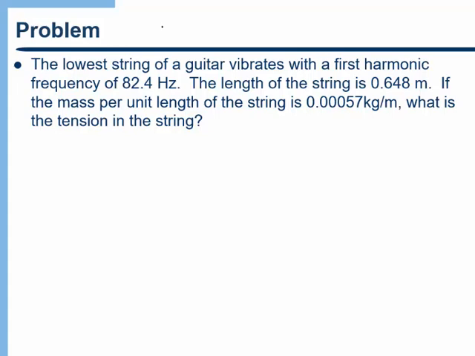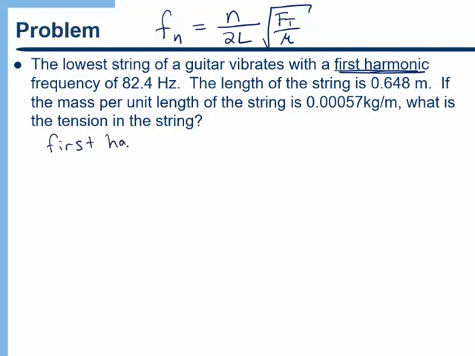So we've derived this formula that the frequencies that are present on a string with two fixed ends is n over 2L times the square root of the tension divided by the mass per unit length. Remember that n is the number of antinodes. So the first harmonic, remember first harmonic is n equals 1. And so we've been told that the first harmonic has a frequency of 82.4 hertz.